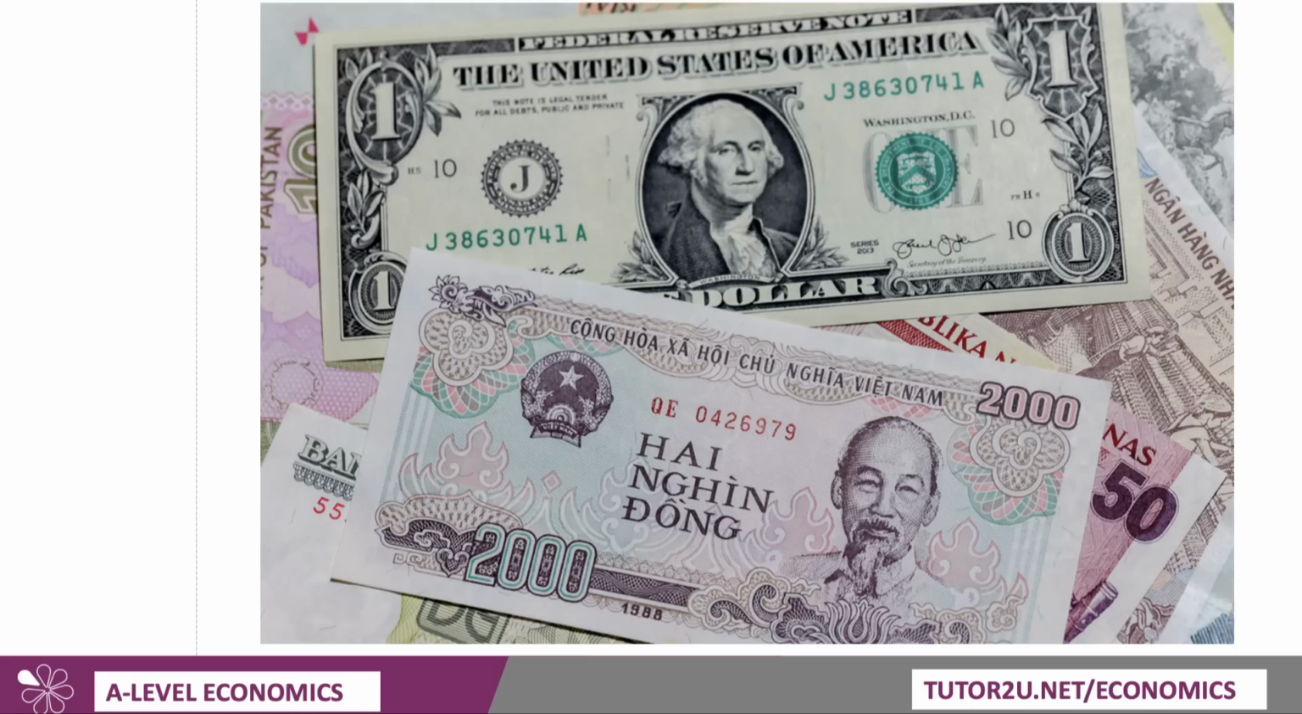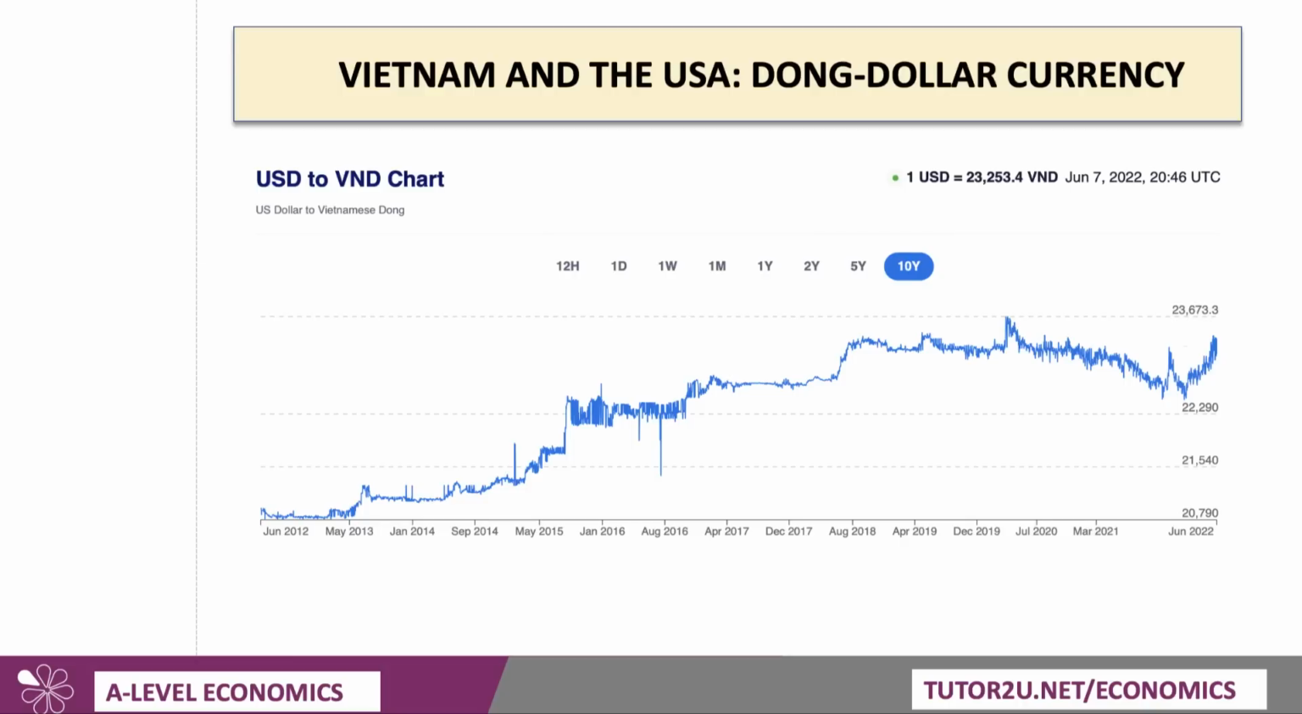A word or two about the exchange rate. So the Vietnamese dong is a managed floating currency, and here's the chart showing the dong against the dollar since 2012, so about 10 years. And you can see here that over time there has been quite a significant depreciation in the value of the dong. In other words, $1 buys more dong, or you have to give up more dong to buy a dollar.